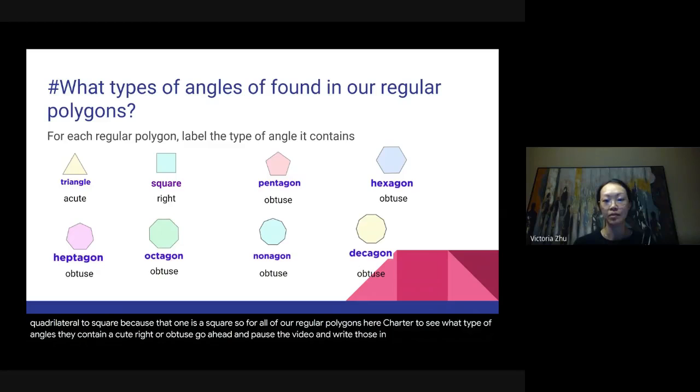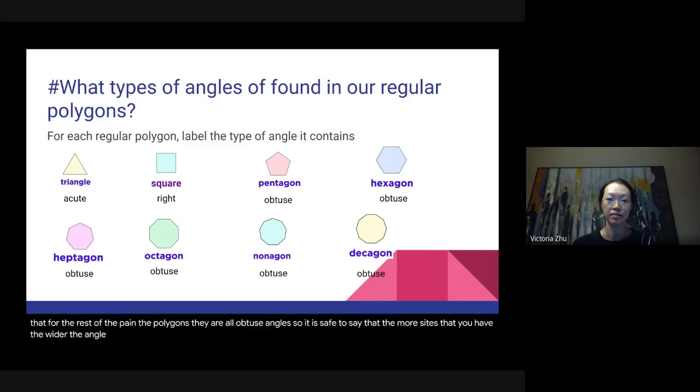All right, let's compare what you wrote in your slides to what I have here. So a triangle, since it's a regular triangle here, or I should say equilateral triangle, the angles that it contains will be acute. For a square, the angles will be a right angle. And you'll see that for the rest of the polygons, they are all obtuse angles. So it is safe to say that the more sides that you have, the wider the angles will be.